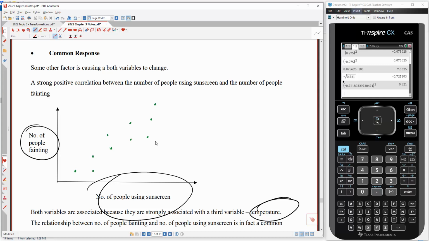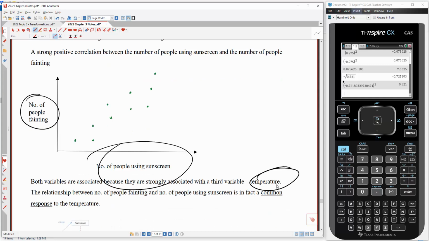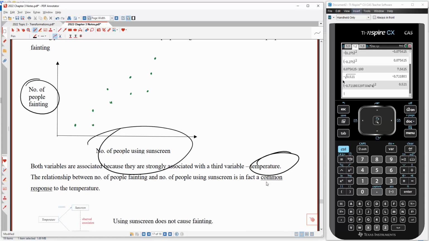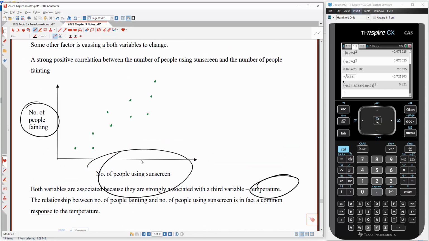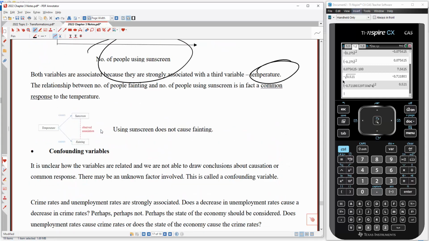Now what happens is, as the temperature increases, people tend to use sunscreen. As the temperature increases, people tend to faint. So both variables are associated because they are strongly associated with this third variable. Okay, and this is called the common response. So sunscreen doesn't cause fainting. The variables are associated, but in fact both of them are responding to a third variable, which is temperature. So this is what we call the common response.